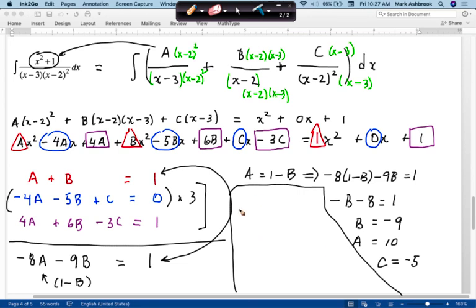So then we're going to have what? 10 natural log of x minus 3. Did I make a mistake? If I did, please stop me as soon as you think I made a mistake. Negative 9 natural log of x minus 2. All right, in this last one, I'm going to have negative 5 over x minus 2 squared. Is that going to be natural log? No, that's just power rule, right? That's not to the minus 1, it's to the minus 2. So this is power rule.